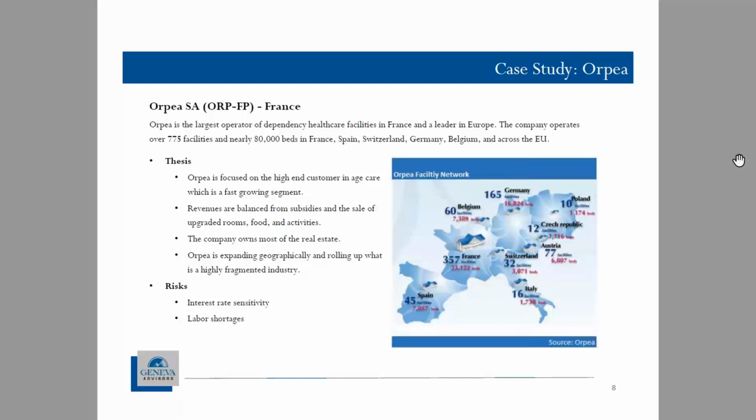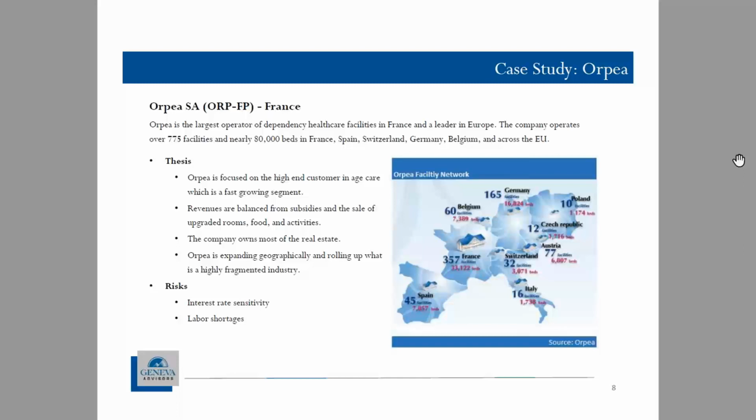This industry is highly fragmented, so what Orpea has been able to do is buy up a lot of small operators, upgrade the facilities, and when they do this, they buy the real estate. This has allowed them to build a real estate portfolio of over 3.6 billion euros in real estate, which is another aspect that we really like. Rarely would we want to own just a straight real estate company, but a real estate company with such a strong operating company is really, really attractive to us.